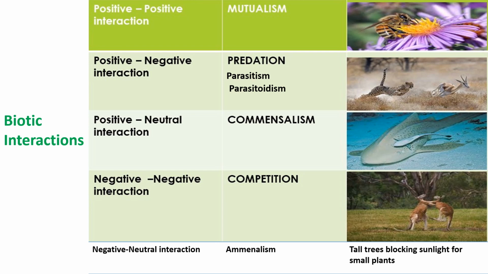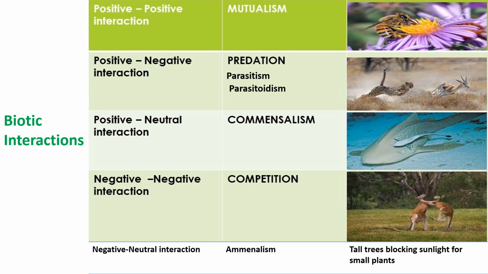In predation, we have the example of a tiger chasing a deer. It's given here. Here, the tiger benefits because it gets food, whereas the deer suffers because it has lost its life. Similarly, the ticks that are living on top of the dogs are an example for parasitism. The ticks get food, whereas the dog suffers here. And in parasitoidism, the parasite eventually kills the host.